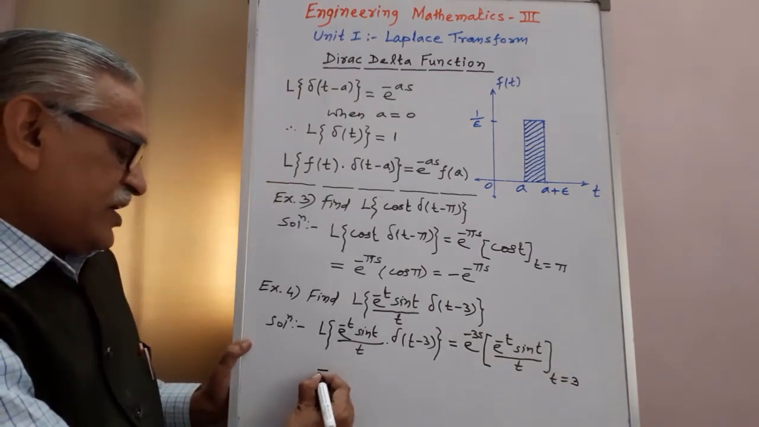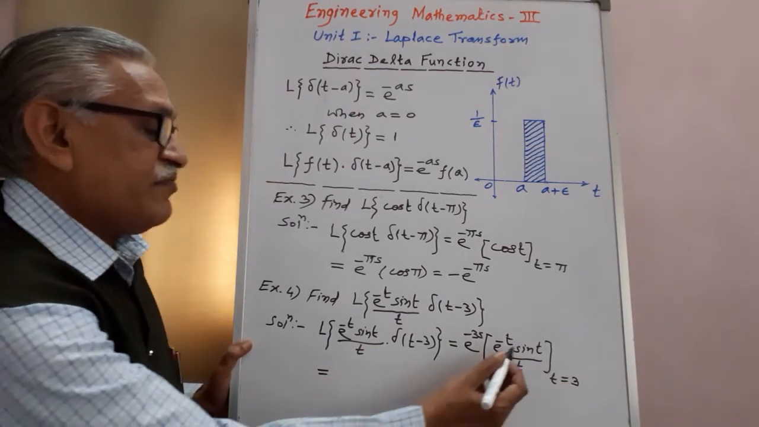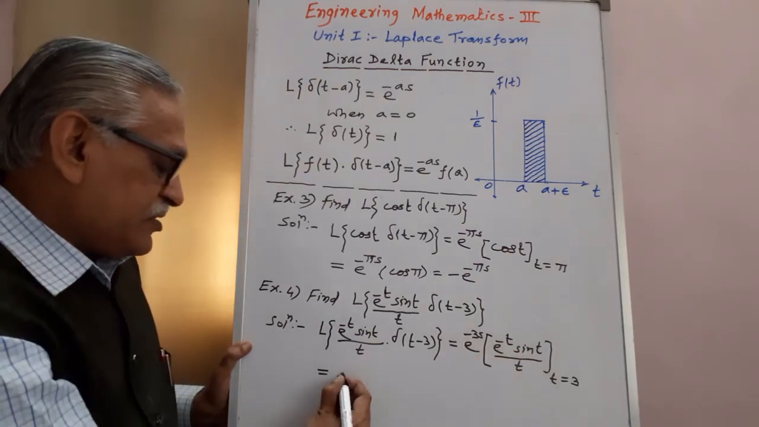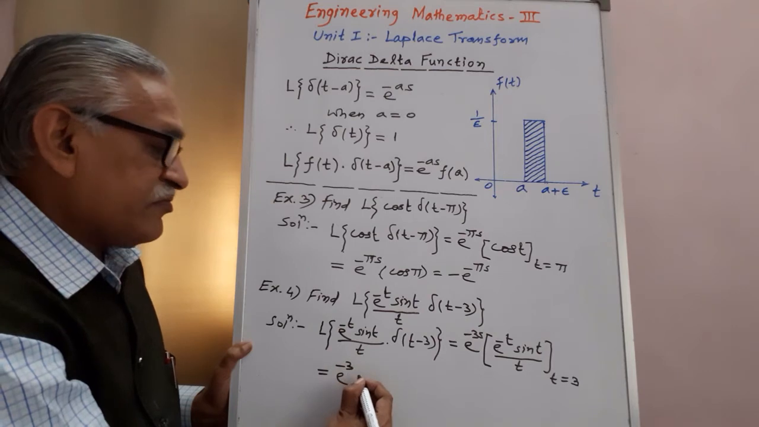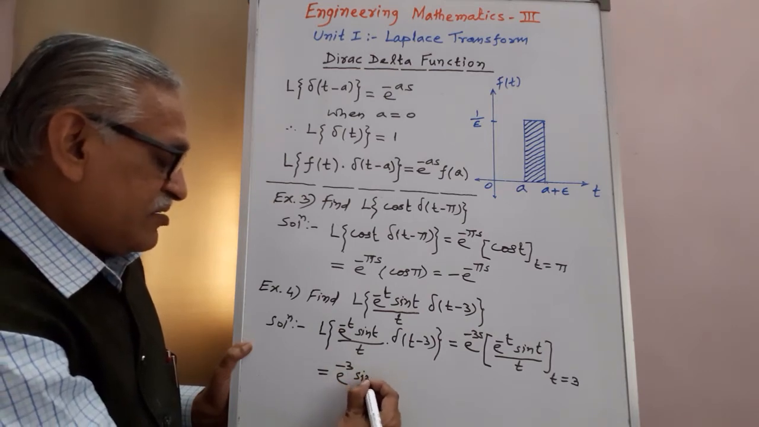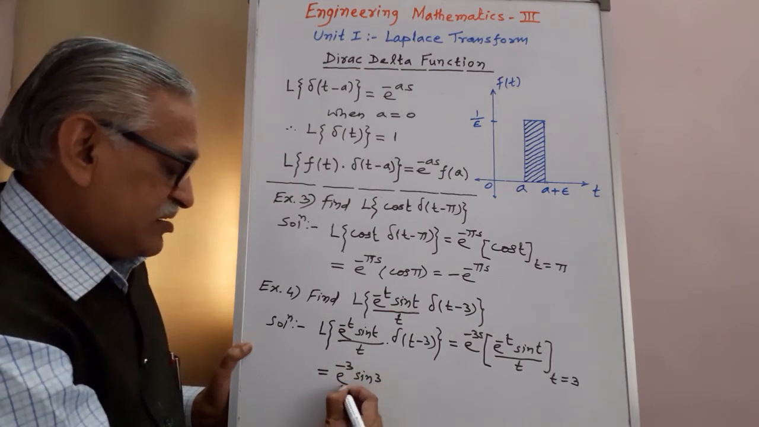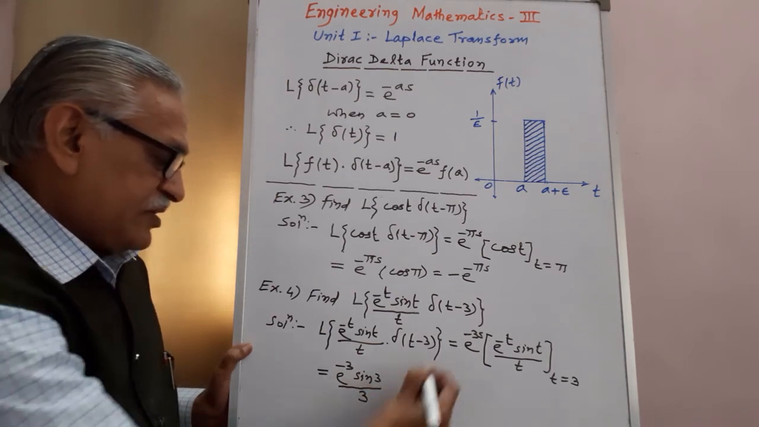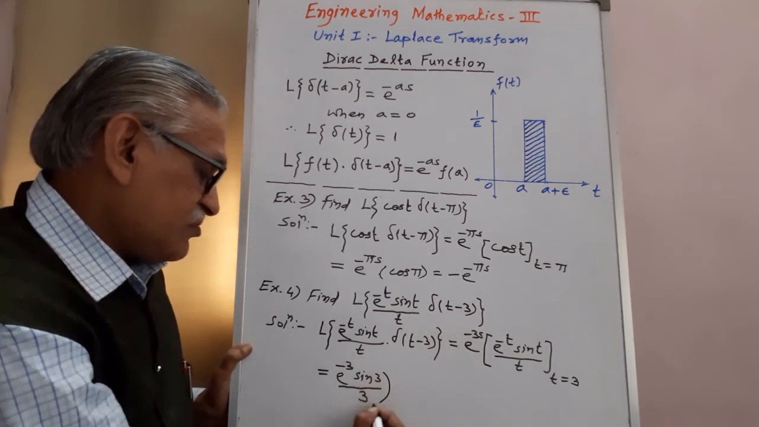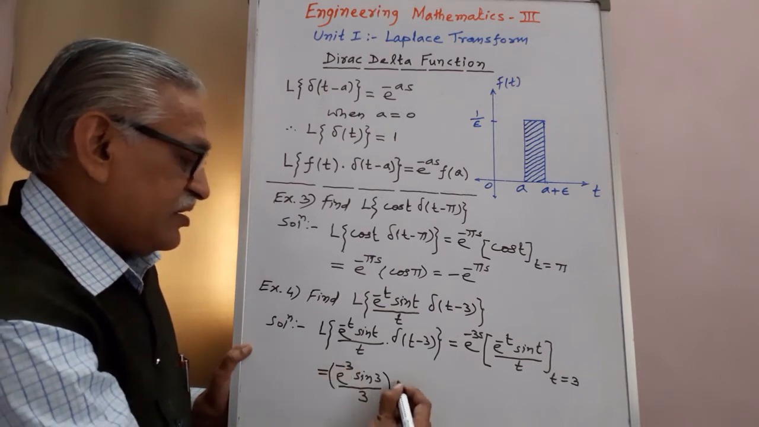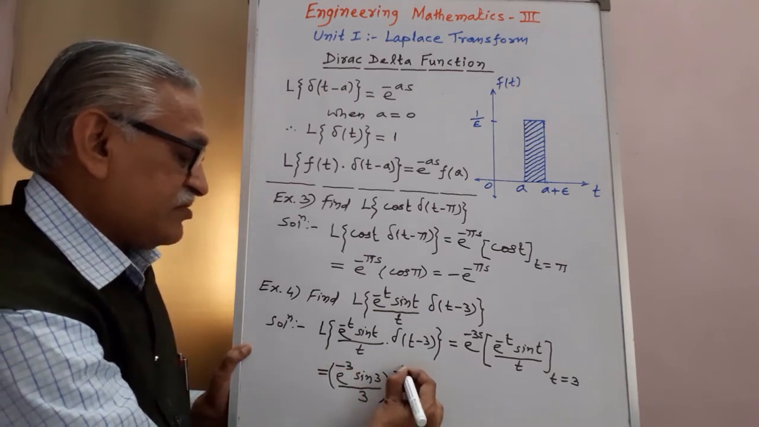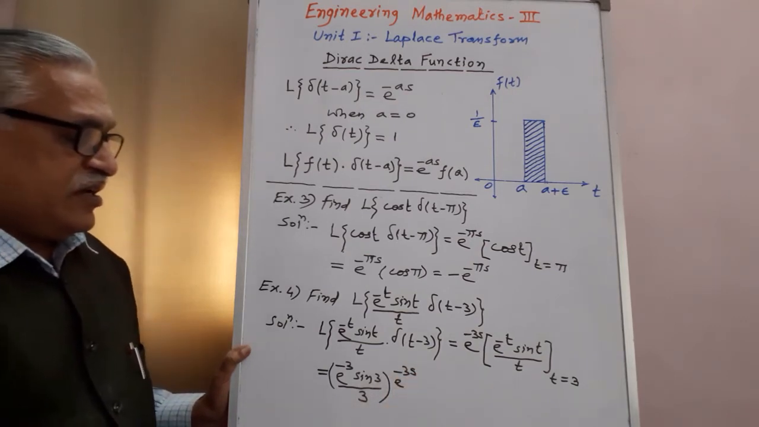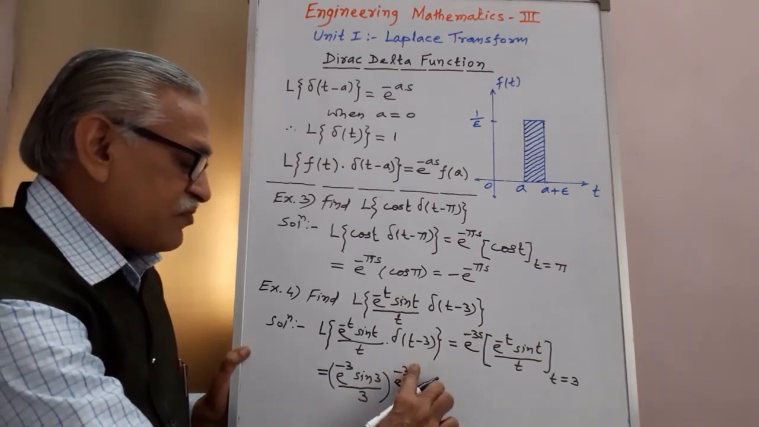And therefore, if we put the value for t as 3, it becomes e raised to minus 3 sin 3 divided by 3 into e raised to minus 3s, which is the required Laplace transform.